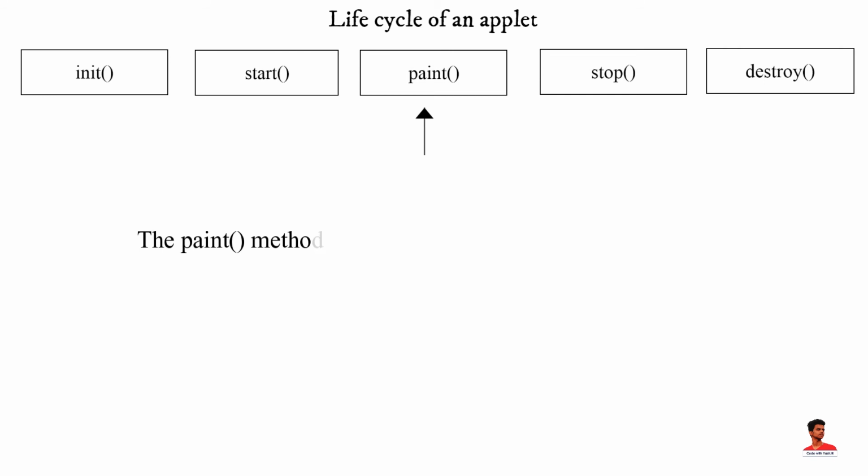The paint method has one parameter of type graphics. This parameter will contain the graphics context, which describes the graphics environment in which applet is running.